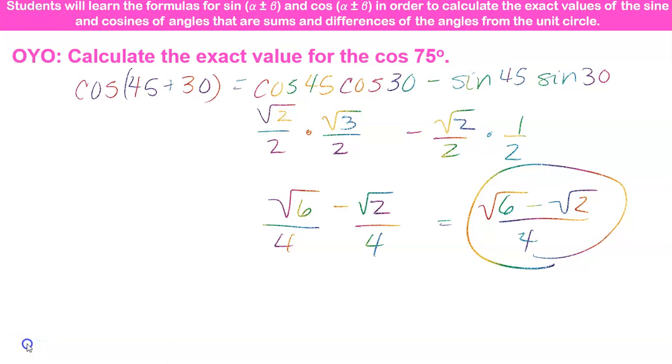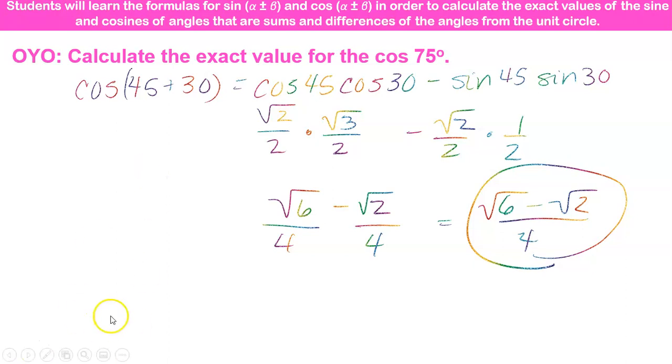Okay, so there's how I got my answer for the cosine of 45 plus 30, which would be the cosine of 75. So hopefully you got that answer correct. So now let's take a look at our next problem.